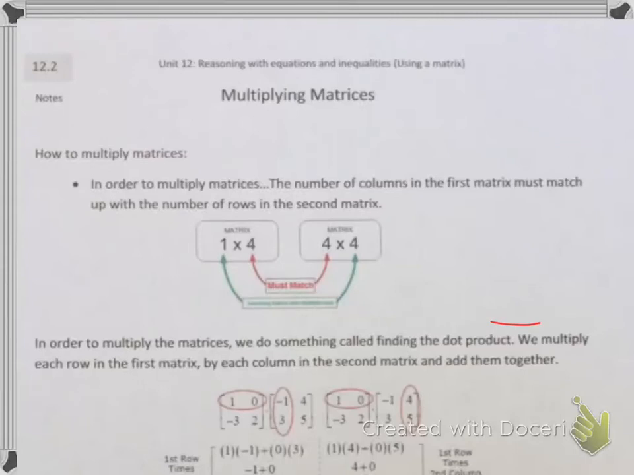This is note-taking guide 11, actually 12.2 for Math 2. We're going to multiply matrices today. So this front part right here reminds us of what we need to do in order to decide whether or not matrices can be multiplied together.